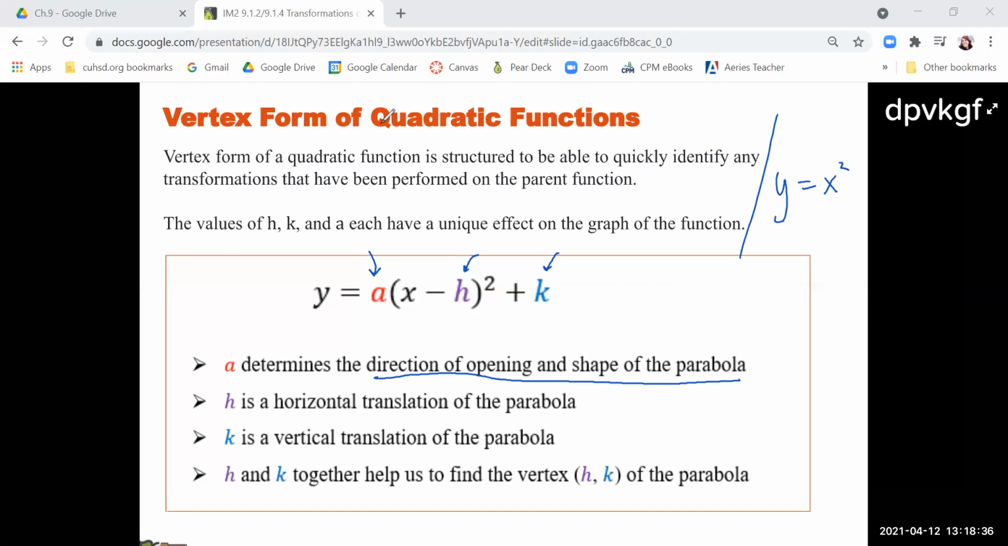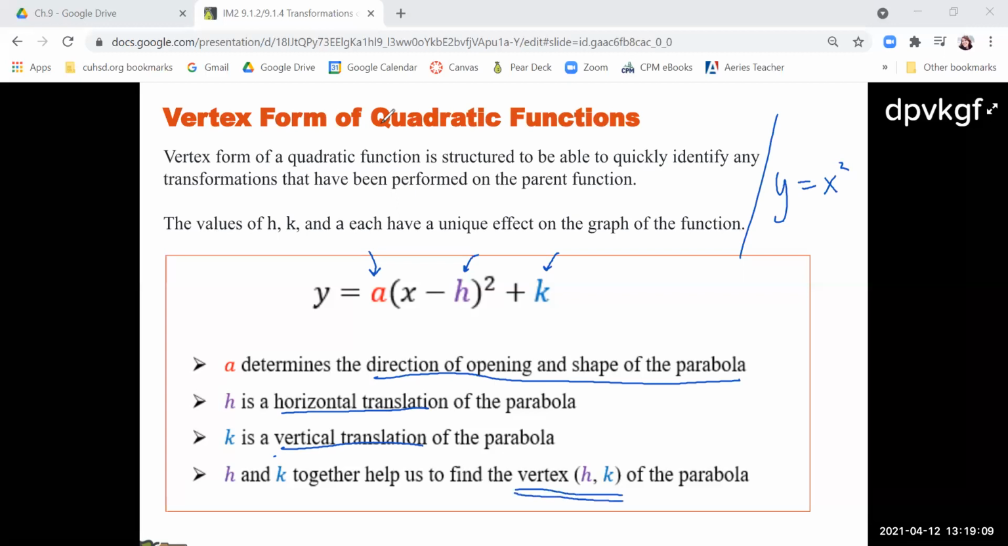h, the value inside the parentheses with x, see how we have x minus h? h represents a horizontal translation, so a shift to the right or to the left. k, adding a constant at the end of the equation here, outside of the parentheses, is a vertical translation. So the k represents how we move up and down. Just take that whole parent function and move it up or down. And then the h and the k combined together actually give us the vertex of the function.